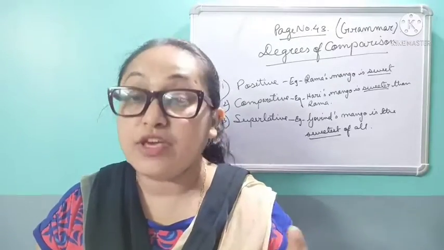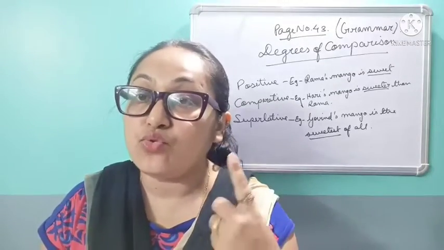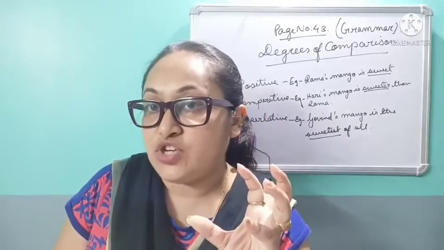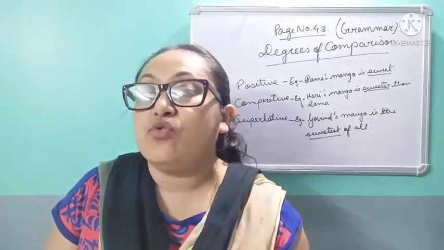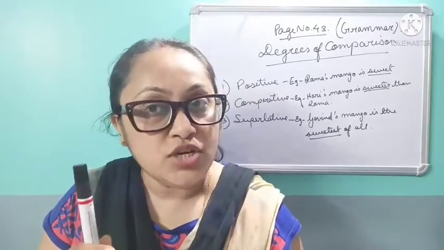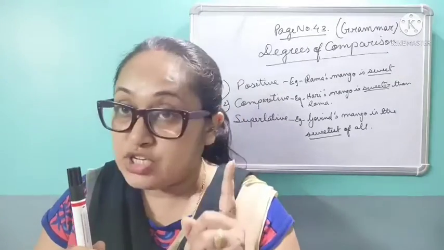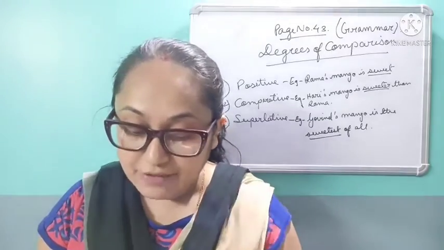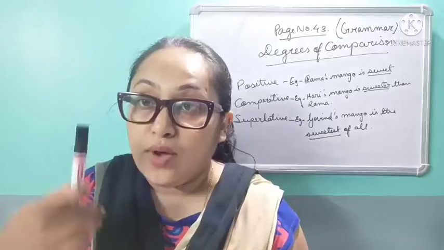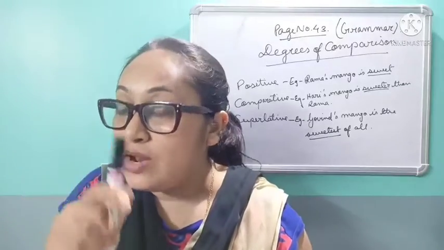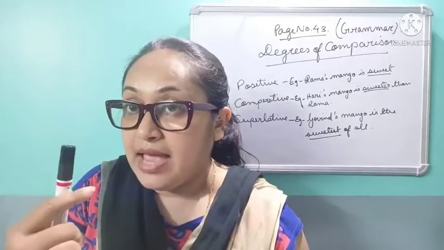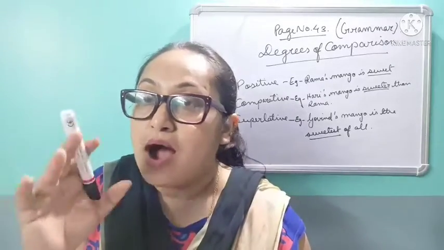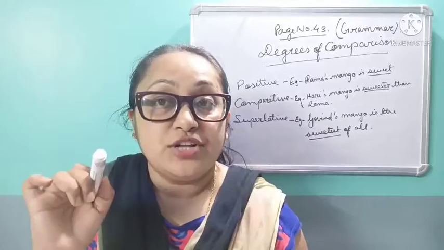So when we use adjectives to compare two or more nouns, the adjective changes form. How? Suppose the Cello pen is cheap. Clear? Cheap is the adjective. The Cello pen is cheap. But when we compare the Cello pen with some other things, then the adjective cheap will change into a different form.